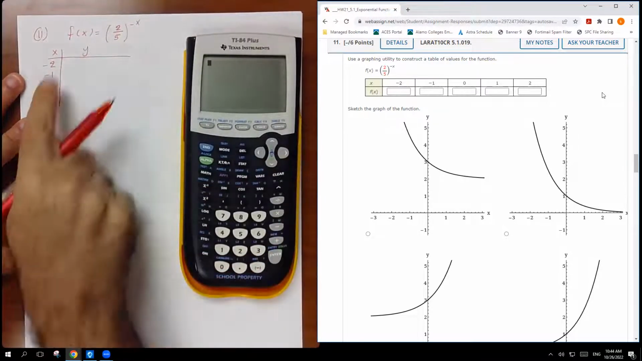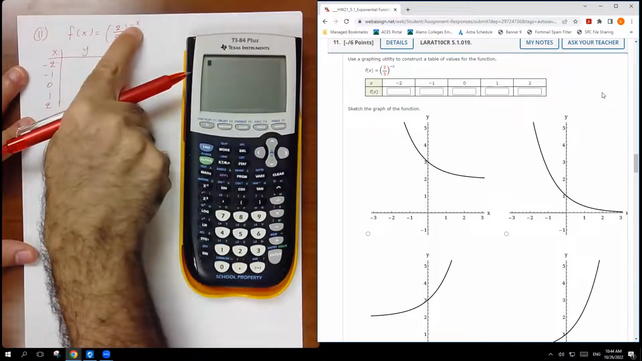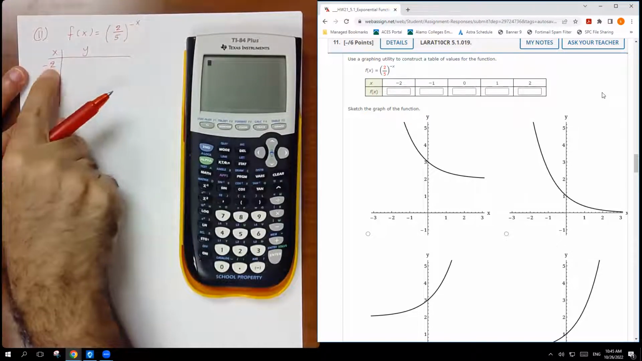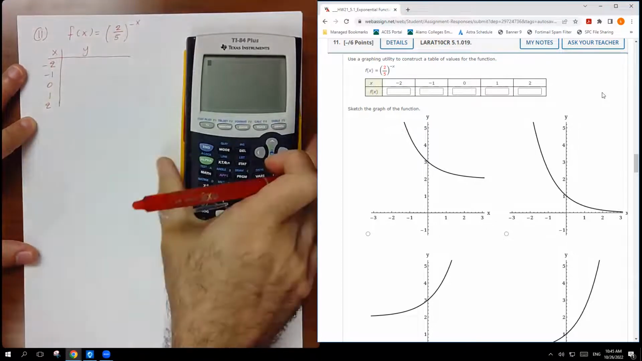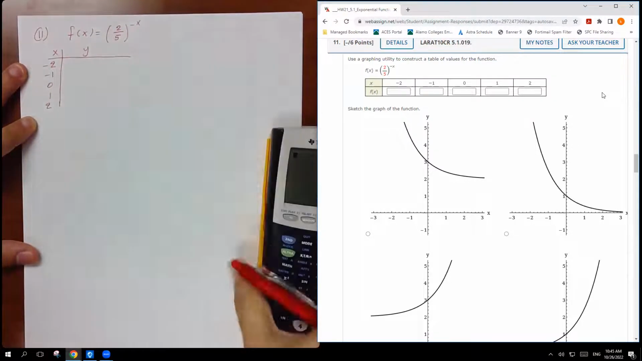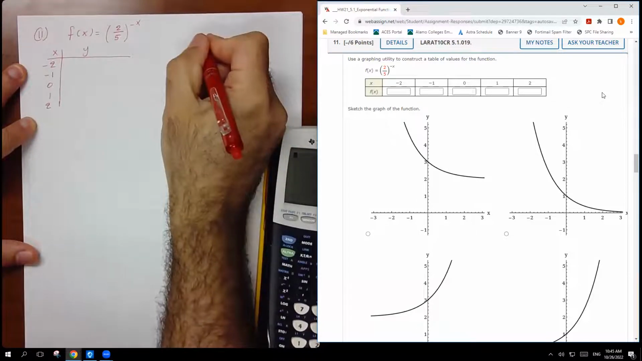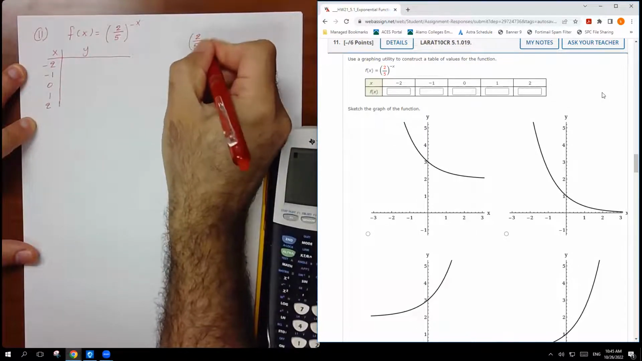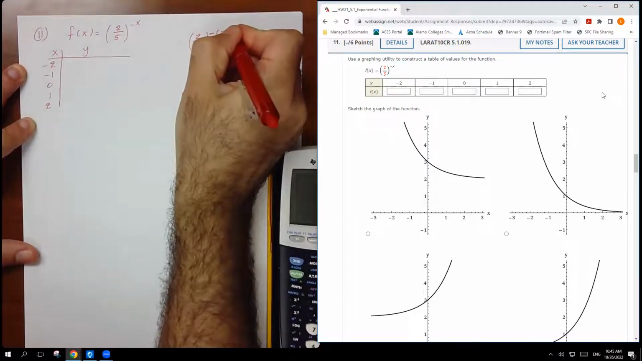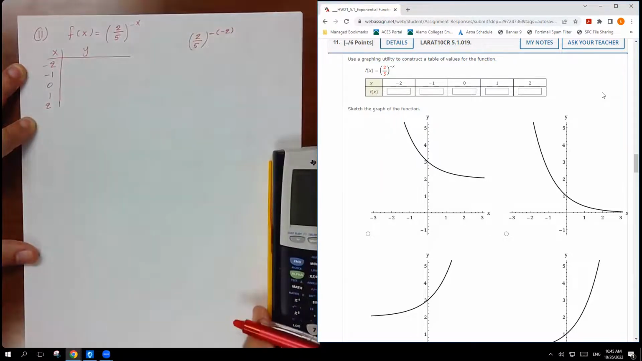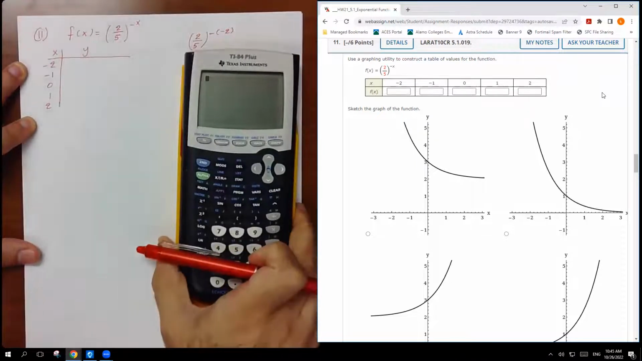So I'm going to plug in -2 here. Be careful, there is a negative sign here. So it's going to be -2 times negative, which is going to be +2. Because when you plug in, it's going to be 2/5 to the -2. That means it's going to be +2. So you have to be careful.